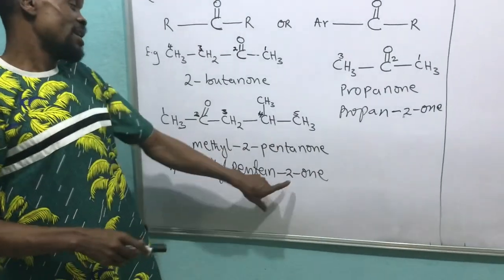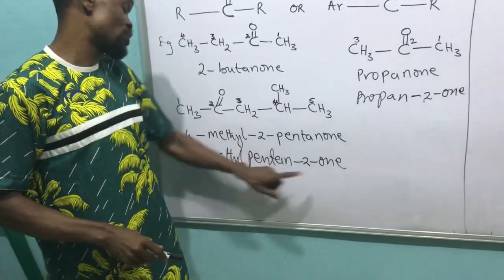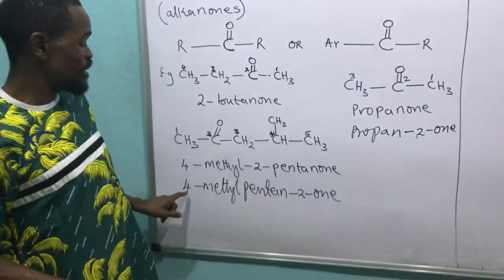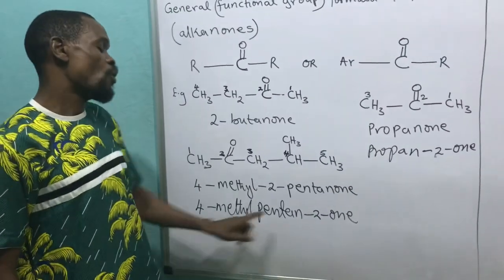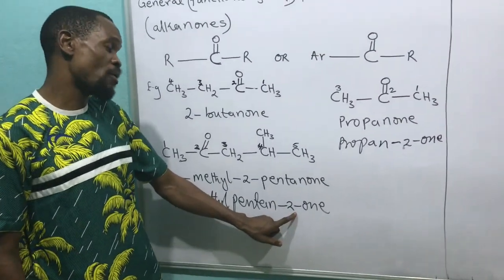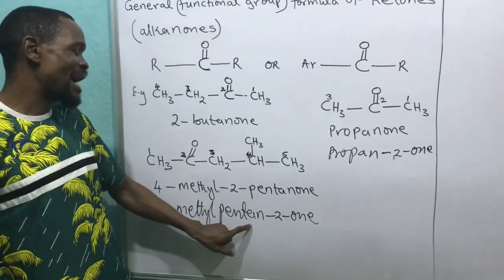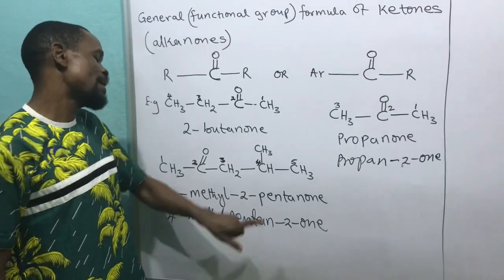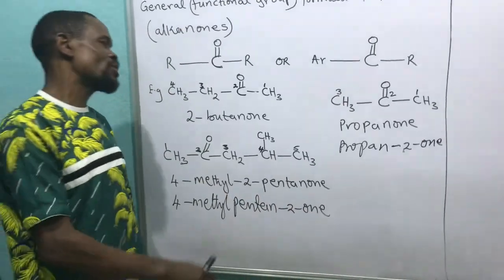Are you getting what I'm saying? This is telling me where the functional group is positioned, carbon number 2. This is telling me that the branch chain, which is methyl, is at carbon number 4, while the functional group is at carbon number 2. And the parent name is what? Pentanol. So that's it. Let us look at another example.